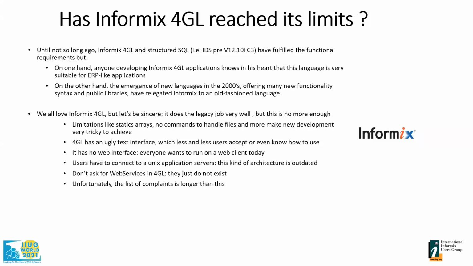It's got a lot of advantages in terms of maintainability, because reading 4GL is easy. On the other hand, and we all know this, starting from the late 90s and early 2000s, many new languages popped up, like Java or Python, Perl, and all of that, with a lot of new functionality, new syntax, public libraries, and stuff like this, which unfortunately relegated Informix to an old-fashioned language. Informix 4GL was getting poor, while those languages were getting rich in terms of possibilities.